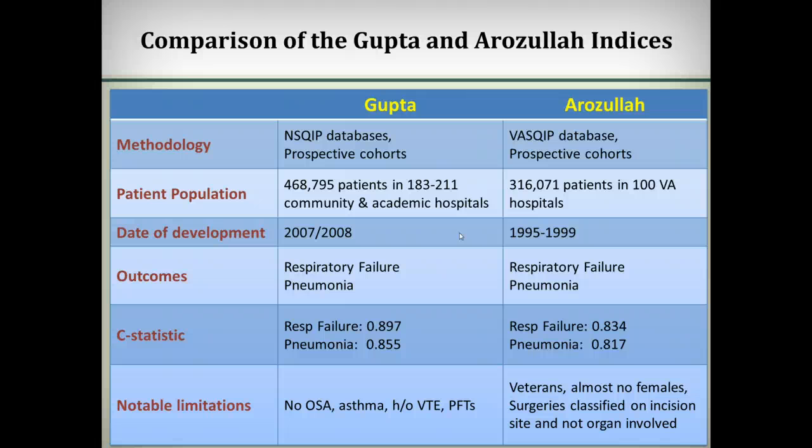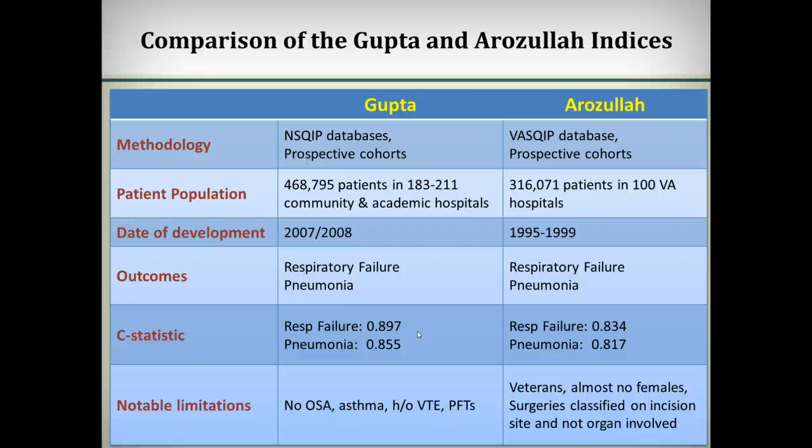The outcomes we've already looked at, respiratory failure and pneumonia. The C statistics are very similar. Even though the Gupta one looks a little bit better, clinically that's not going to be very important. And to remind you, a C statistic is an overall measure of discrimination, meaning if you have a group of patients with respiratory failure or pneumonia, and another group of patients who don't have that, will the tool be able to accurately classify those patients as having disease or not? A C statistic can range from 0.5, which is useless, like a coin flip, up to 1, which would be a perfect test. You can see where these fall.